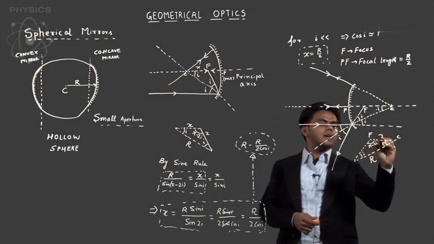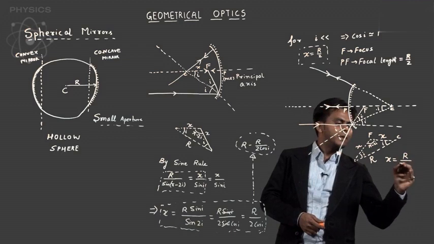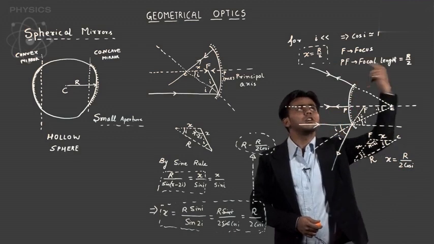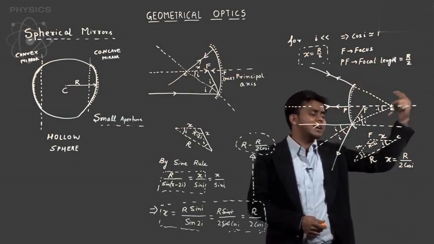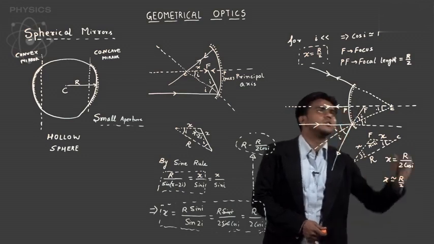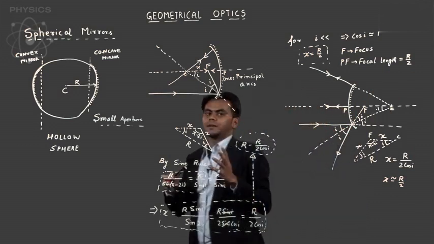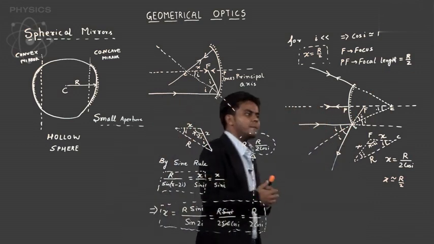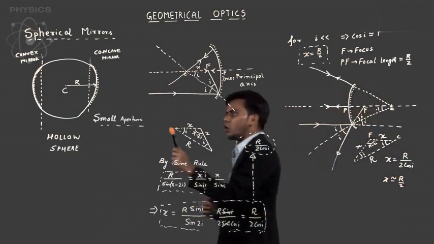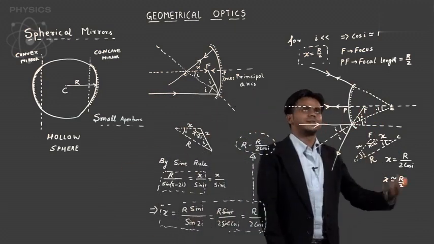So this X would also be very similar. It would be equal to R by 2 cos I, and for small I, cos I can be approximated as 1. So again this X can be approximated as R by 2. So focal length again is R by 2. So for both concave mirror and convex mirror, the focal length would be R by 2 because my aperture is small, and if aperture is small, I would be small, so cos I is approximated to 1.